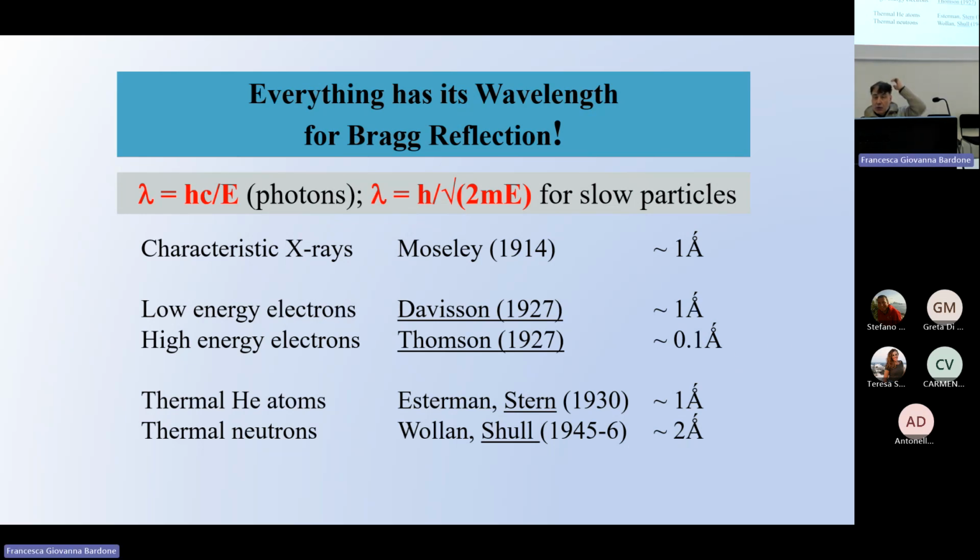Just to be complete, can we use other small objects to create magnification, to create images? Yes, you can use helium atoms. There are microscopes which work with helium atoms. With helium atoms, the wavelength is very small. You can have a resolution down to 1 angstrom. Or neutrons. You can use thermal neutrons to create images. You have 2 angstrom resolution.